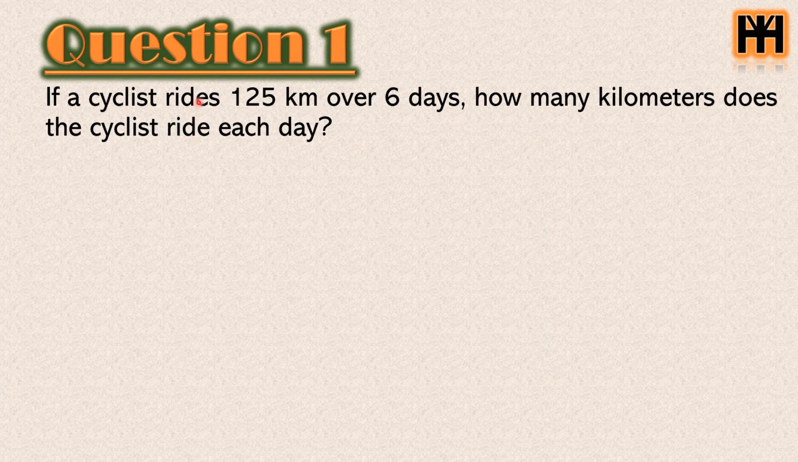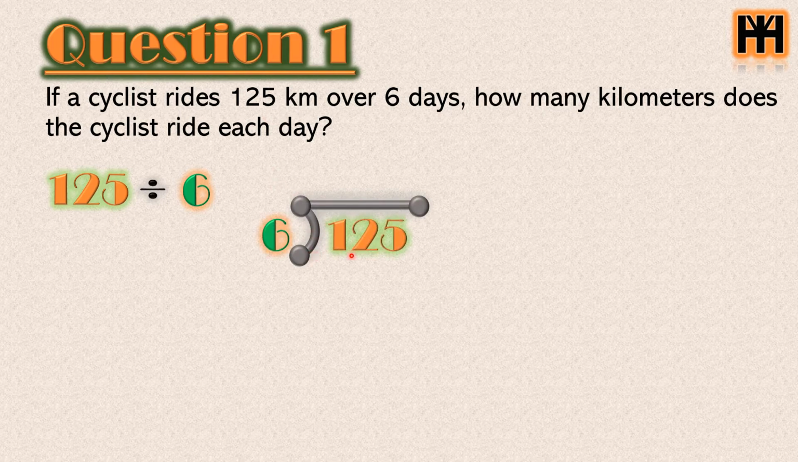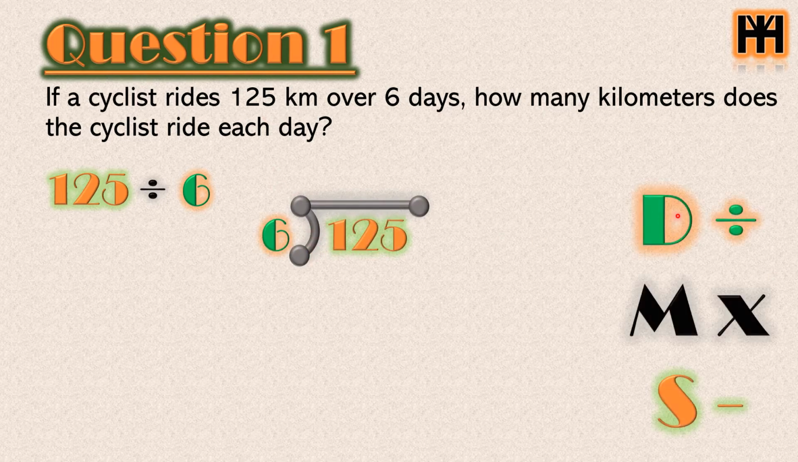Okay. Question 1. Let's say a cyclist rides 125 kilometers over 6 days. How many kilometers does the cyclist ride each day? So this is the total kilometers over 6 days. So you'll divide the 125 by 6 to know how many kilometers he rides each day. So divide, multiply, subtract, and repeat.